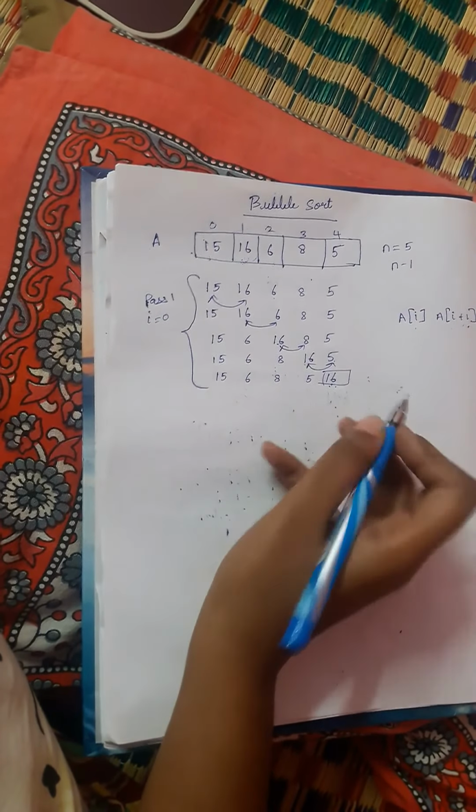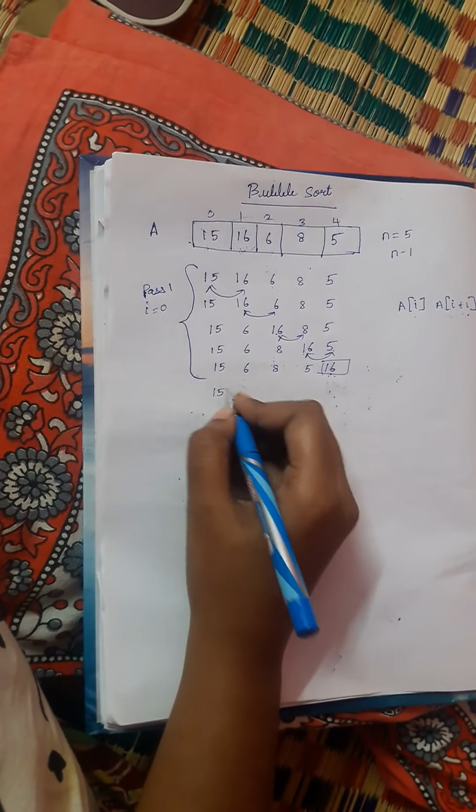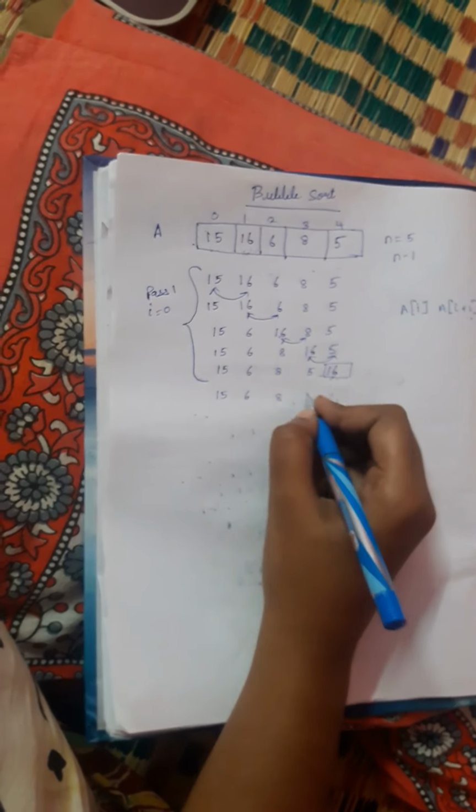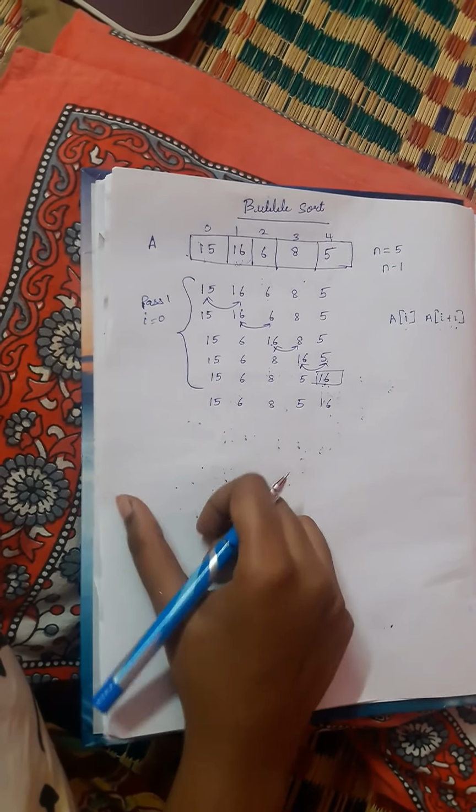Okay, again I am going to compare each and every element, that is pass 2. Okay, 15, 6, 8, 5 and 16. Same elements I have written. I am going to do the pass 2.